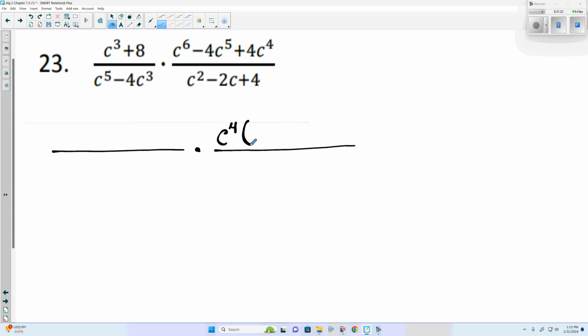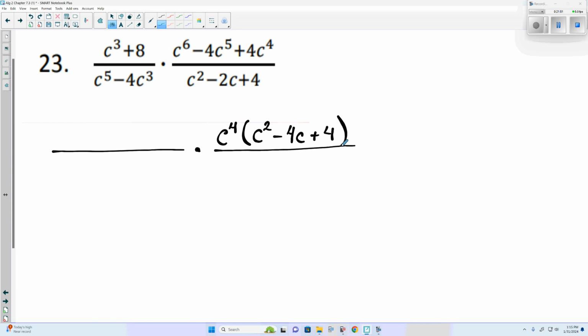There's a c to the 4th term in all three that we can remove. If we remove c to the 4th from c to the 6th, we're left with c squared minus. If we remove a c to the 4th from c to the 5th, we have a c, and we still have the 4, so 4c, plus 4. And if we remove c to the 4th from 4c to the 4th, we're just left with 4.